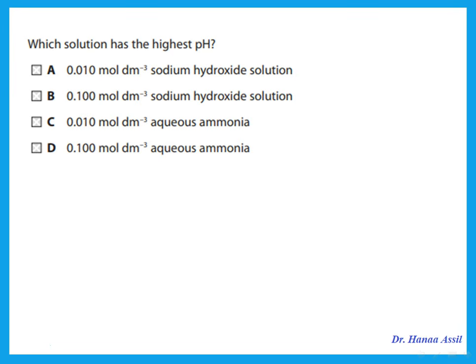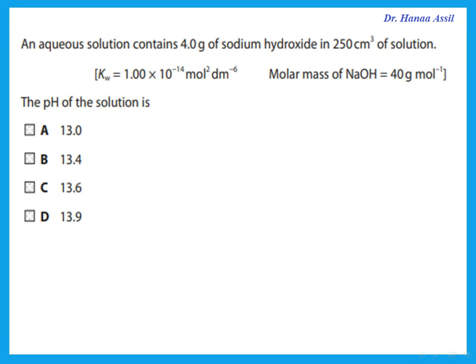Now, which one would have a higher pH? 0.01 mole per decimeter cubed or 0.1? Of course, the more concentrated the solution, the higher or stronger the base is. So it will have a higher pH.